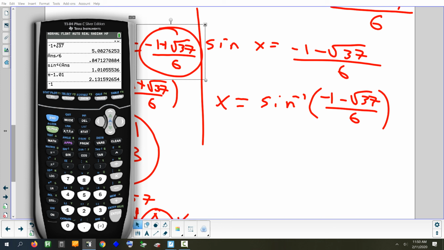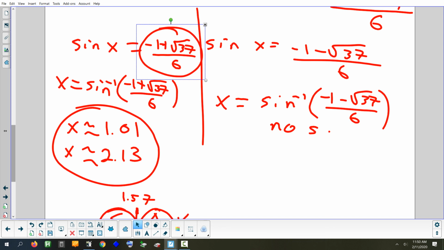So, we've got -1 minus the square root of 37. That's the numerator. When you divide that by 6, what kind of number are you going to get? Negative 1 point something. That's beyond -1. You can't take the inverse sine. If you try to, it's going to give you an error. So I can't do it. So there's no solution from this part. So those are my only 2 answers. But potentially I could have had up to 4 in this problem.